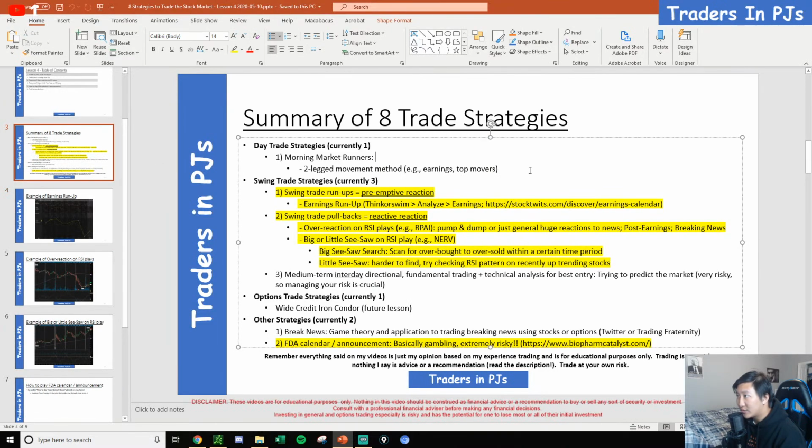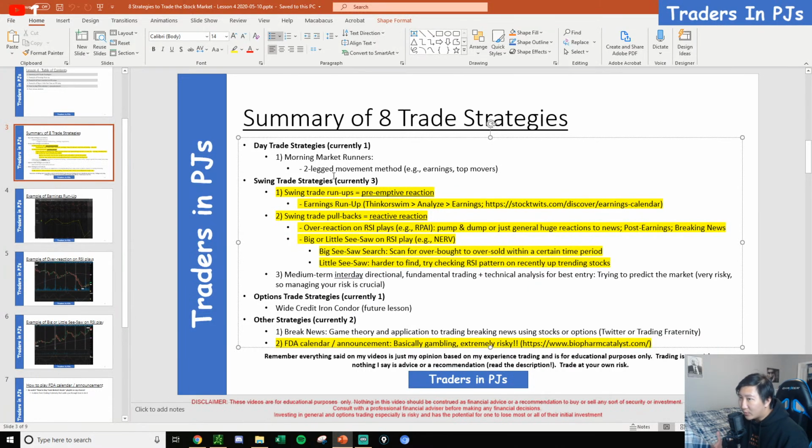All right, so let's go through the 8 strategies here. One day trade strategy, which is the 2-legged move, or morning market runners, whatever you want to call them. I won't go through that in a lot of detail, just because we've talked about it so much in the past few lessons. The next one is a swing trade. The 3 swing trade strategies. The third one is really not that great, but I'll go through it in chronological order right here.